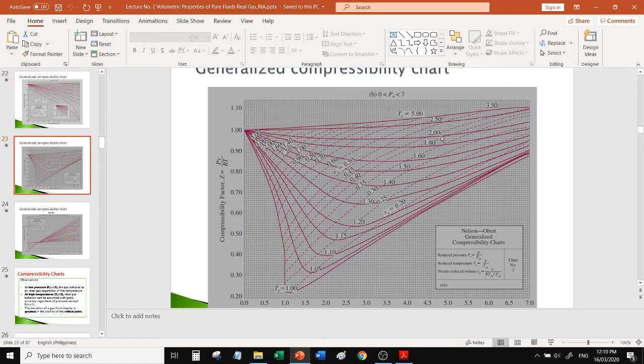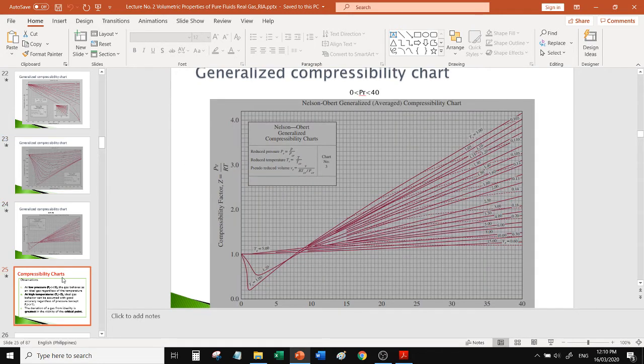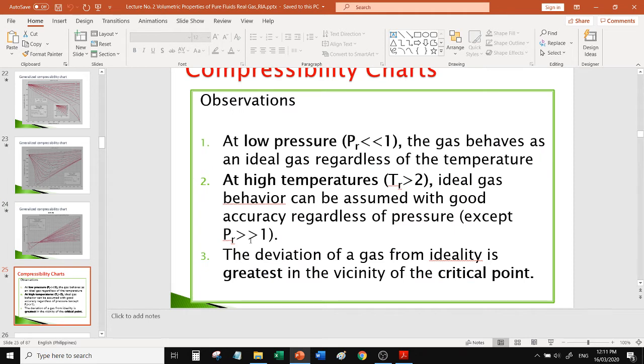This is the line TR equal to 2. So, yung PR mo ay hanggang dito sa part na to, PR mo equal to 3, malapit pa rin siya sa Z equal to 1. Pero, yung PR equal to 7, P meaning reduced pressure na equal to 7, this is the part, nagde-deviate na siya. Okay, sa line Z equal to 1. Okay? So, that's the second observation.